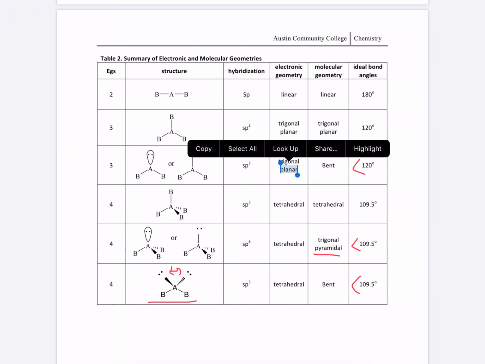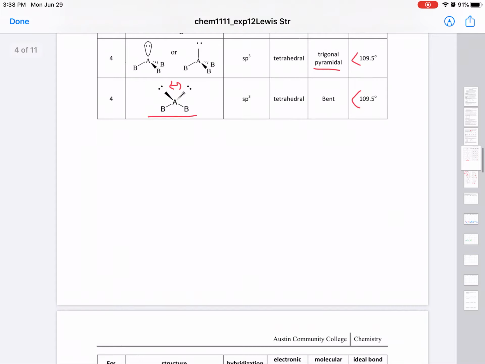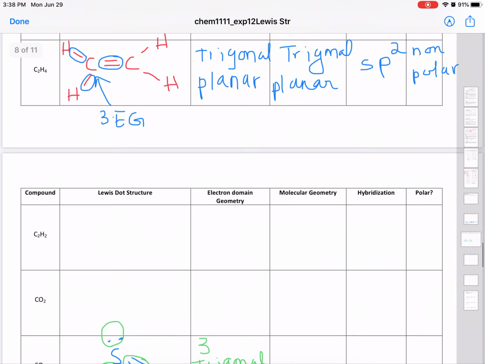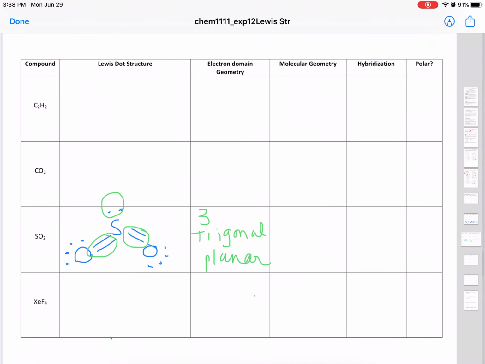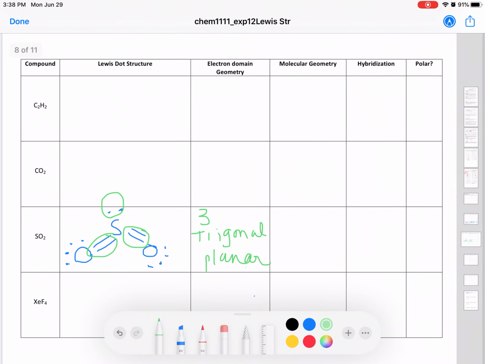What is the shape of the molecule? The shape of the molecule is going to be bent. Molecular geometry would be bent. Okay, that's how you find molecular geometry. So it's going to be bent. And the hybridization is going to be 3 groups, sp2, and then the polarity.